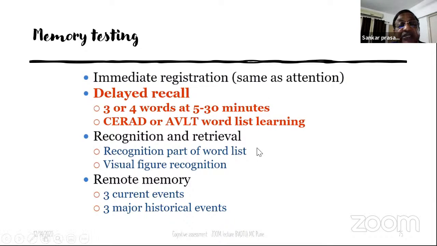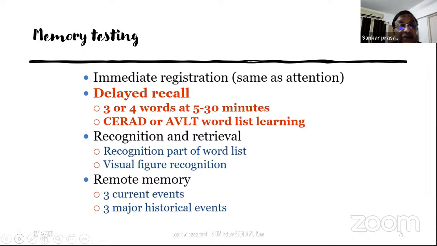Then recognition and retrieval. Recognition part of the word list, and visual figure recognition, that is Benton's visual memory test: you draw three triangles, a square and a circle on paper, show it to him for a second, turn it over and ask him to draw it again. For remote memory, you can check 3 current events and 3 major historical events.